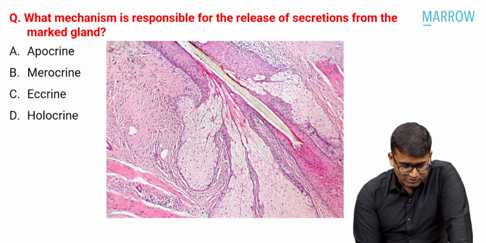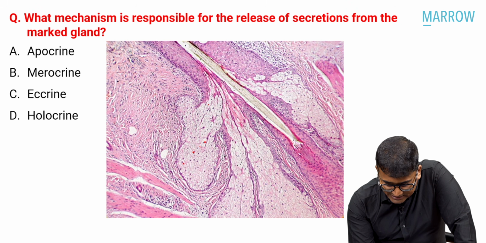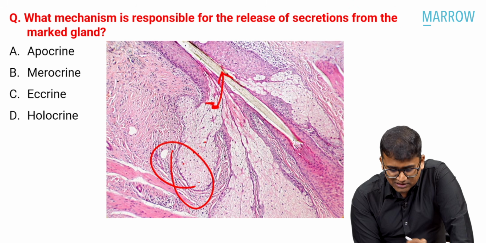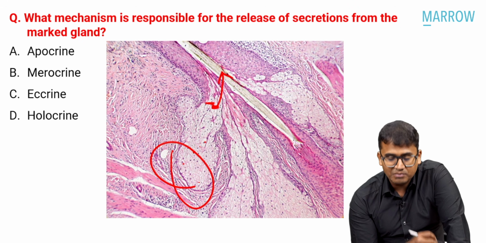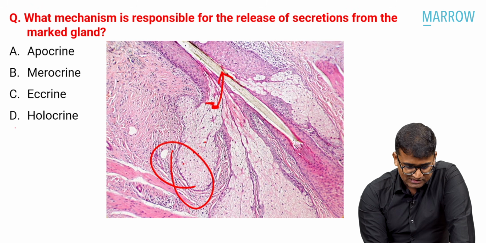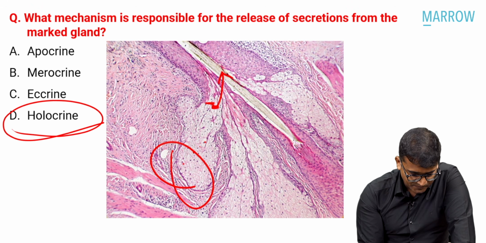So, now by what mechanism? See here. You are seeing many layers of cells and the entire cell disintegrating, releasing its secretions, and the basal cells in the sebaceous gland are mitotic. They replace the disintegrated cells. So, what is the answer for this question? Holocrine gland. Very simple and easy question.